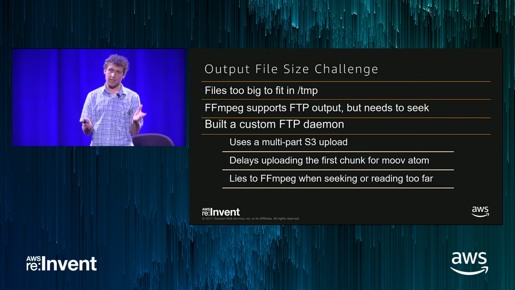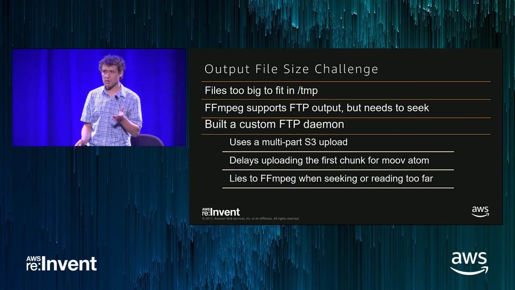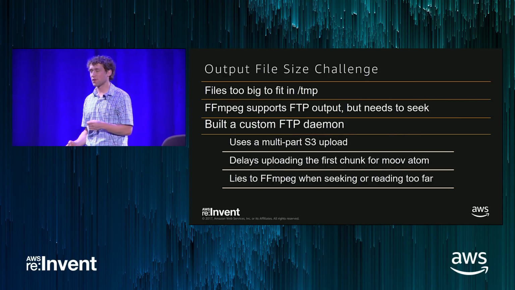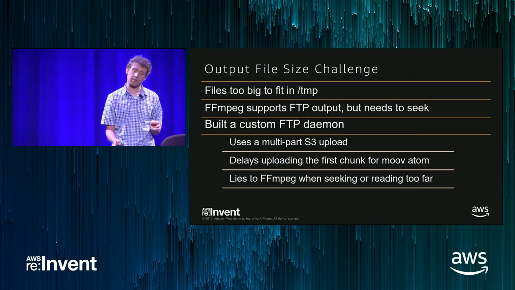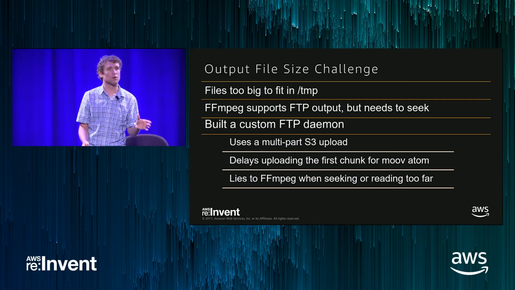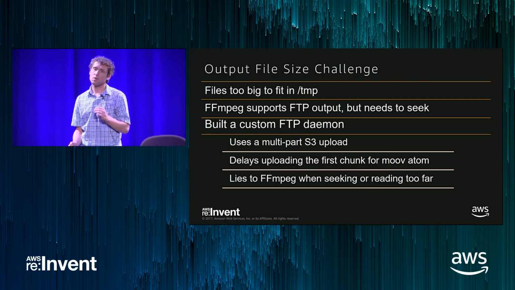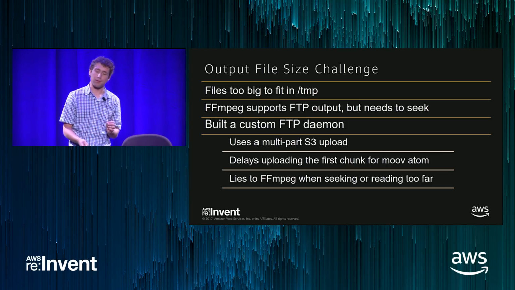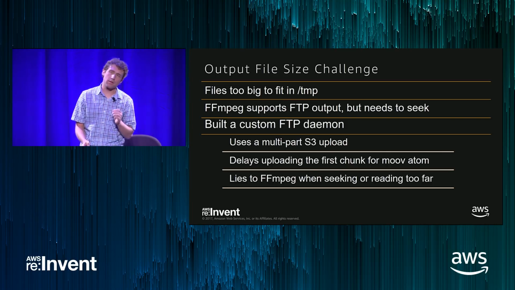So this is where S3 multipart upload comes in. What we did is we built an FTP-like adapter, which runs inside the Lambda function, the same way our cache ran inside the Lambda function. And it adapts FTP input to an S3 multipart upload. And then what we do to handle this problem of seeking back to the beginning and writing some additional data is we delay uploading the first chunk.